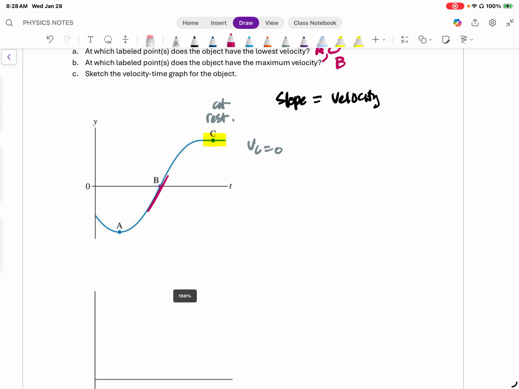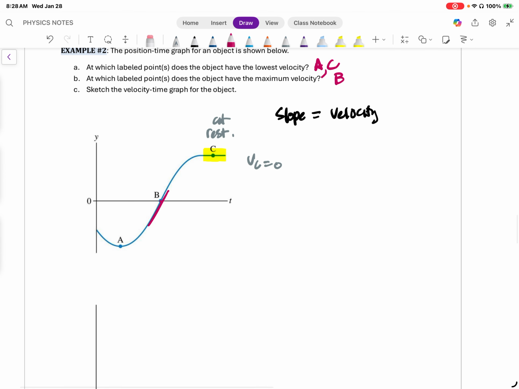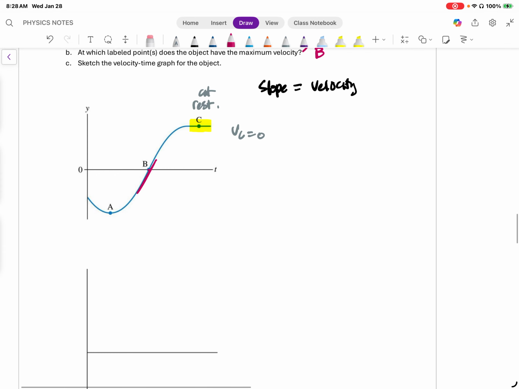So I think I've mentioned a couple times now, when we do these graphs, we're very rarely ever going to put actual numbers along our axes. We're looking for general trends, right? What's going on in this region? Is it speeding up? Is it slowing down? Is it changing direction? What kind of general information can we get?